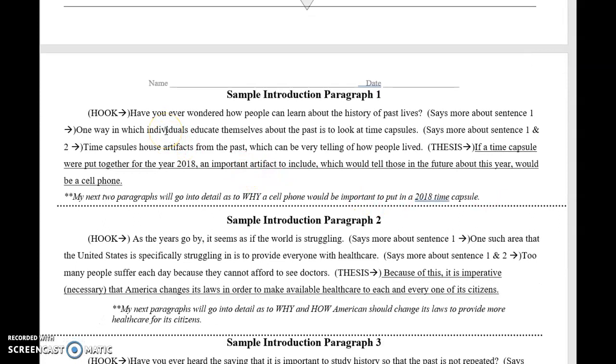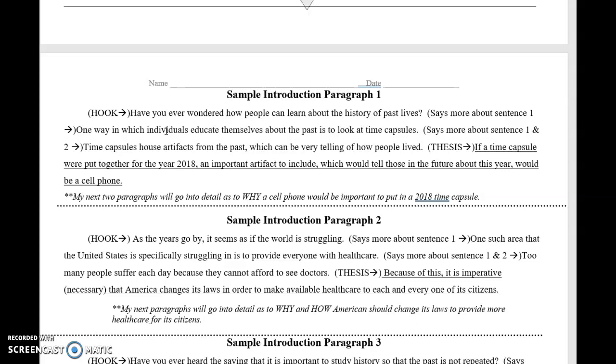Have you ever wondered how people can learn about the history of past lives? Hmm, I don't have any idea what this person's writing about, but I'm thinking now, have I wondered? So it is a very broad sentence. It does not give away any information about your thesis, nor does it give any information about what you're writing in your body paragraphs.